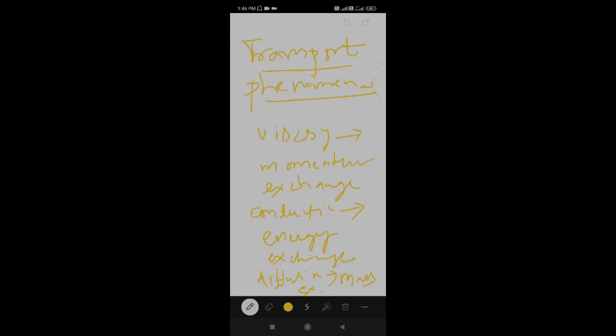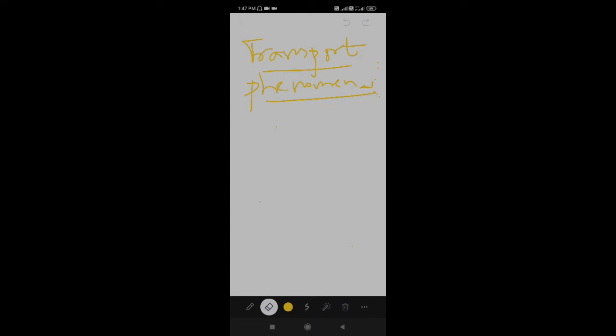Now we try to apply the kinetic theory of gases to these exchange processes, and let us derive the equations for these properties. First of all, let us consider in detail the viscosity of gases. All of you know about viscosity right from your lower classes itself.